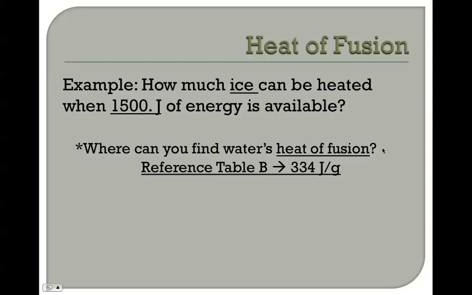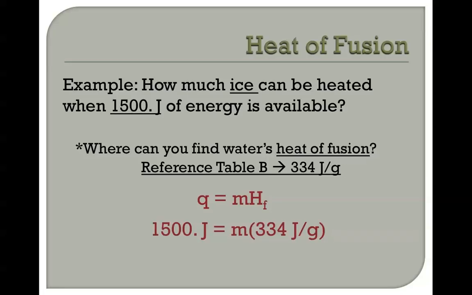So how much ice can be melted when 1500 joules of energy is available? Well, we can look up our heat of fusion for water. This is probably the trickiest thing for students. They forget that when water or ice is mentioned, they actually have to look up the heat of fusion value, which is 334 joules per gram. So we have our formula. We're going to be solving for mass. Here I've simply inputted the values first, and then I'm going to divide each side by 334, which gets me 4.49 grams. So again, I inputted the joules, the heat energy amount, and then I've also looked up and inputted the heat of fusion for ice and water.